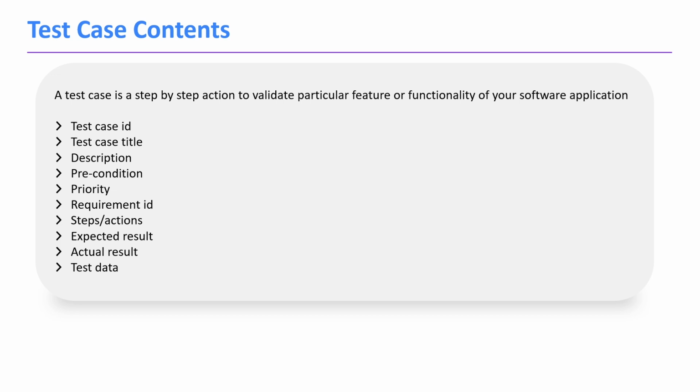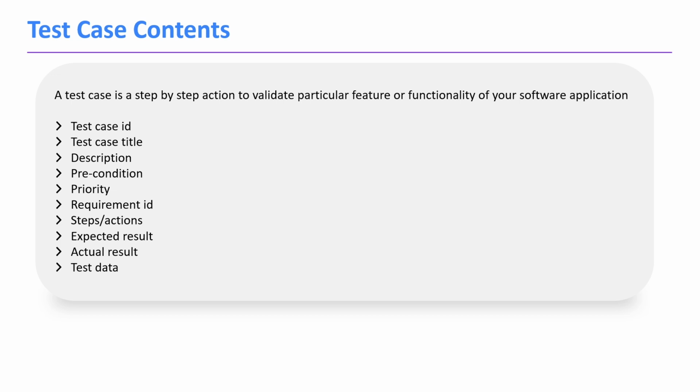then the precondition if there is any, then the priority for the test case, then the requirement ID it's related to requirement document, if you are following any requirement document to write the test cases. Okay, so that requirement ID or the requirement document we have to refer over here, that we have to mention over here. Then next is the steps or action, then the next will be the expected result.